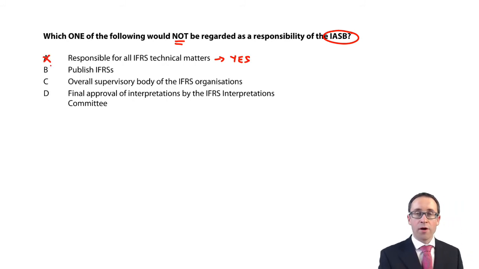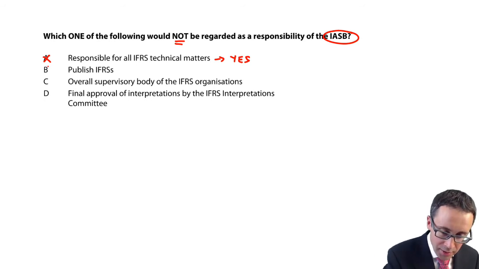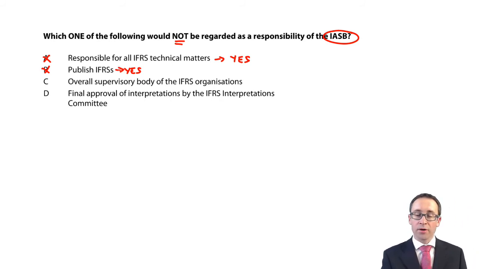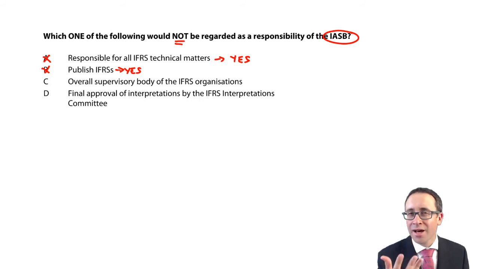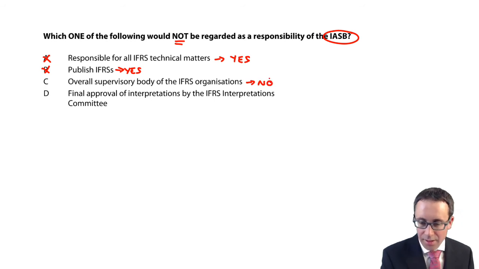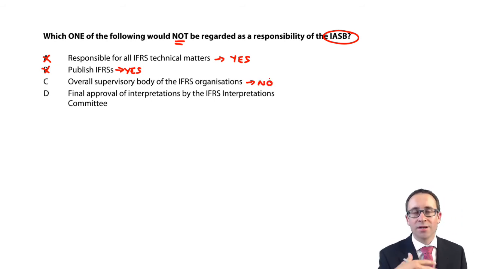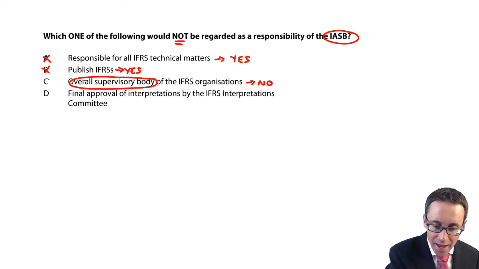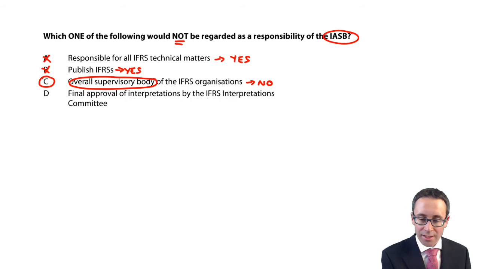Okay, does it go through there and publish IFRSs? I think it does, doesn't it? Again, that's another one of its roles, isn't it? Is it the overall supervisory body of the IFRS organisations? Be careful here. That's the trick, okay? Because it isn't. It oversees the IFRS Advisory Council. It oversees the IFRS Interpretations Committee, but it is not the overall supervisory body. Remember, the overall supervisory body is the IFRS Foundation, isn't it? Okay.